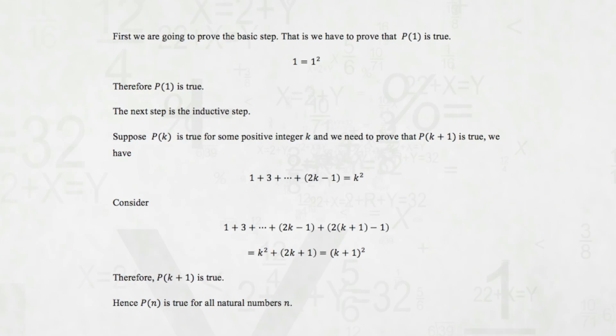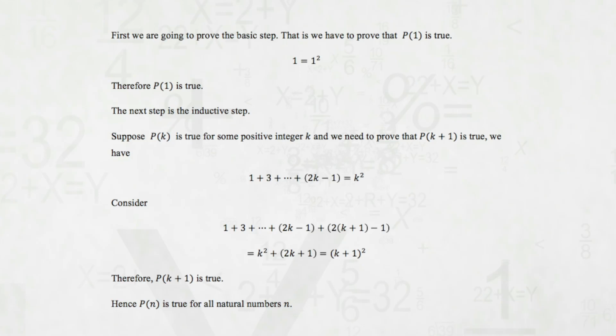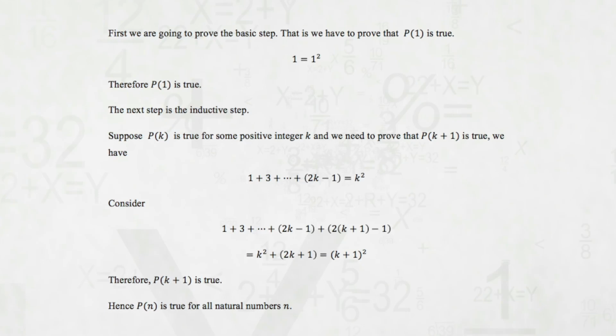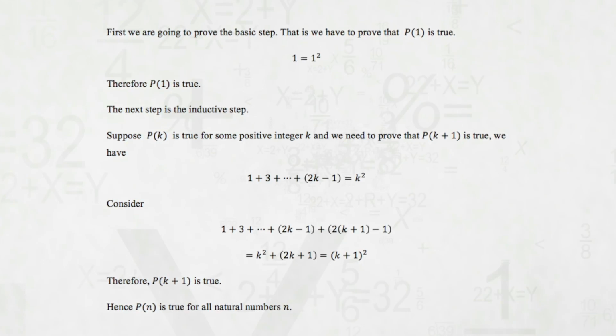For that, consider 1 + 3 + etc. + (2k - 1) and then the next term, plus 2(k + 1) - 1. For the first part, we have assumed the value to be k². Therefore, that is k² + 2k + 1, which is equal to (k + 1)² according to the binomial formula. Therefore, the statement is true for k + 1 also. Therefore, P(n) is true for all natural numbers n.